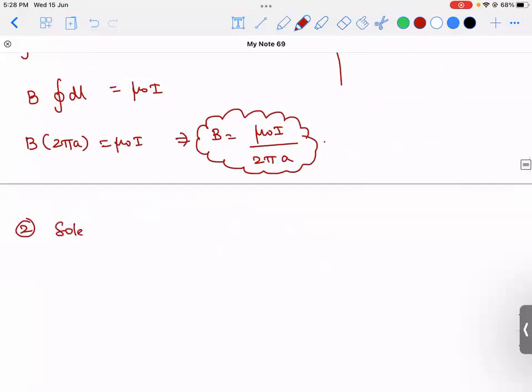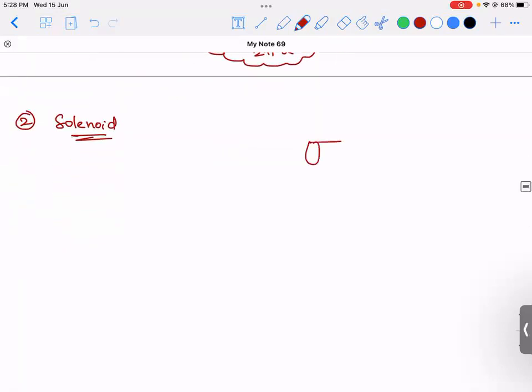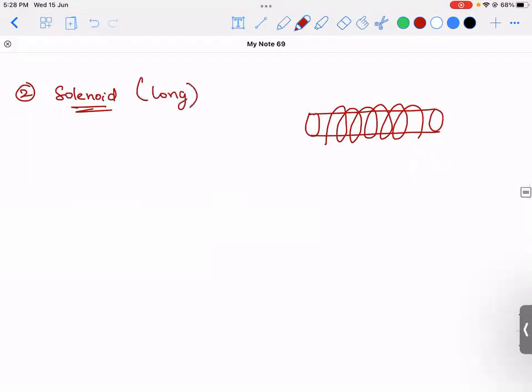Second is, we will see the application of the same for a solenoid. So basically, what is a solenoid? A solenoid is basically something with a cylindrical base like this, and you have a wire wound around it. Is it right? When I say solenoid, I'm talking about a solenoid which is long. A long solenoid here means that the length is greater than the thickness.